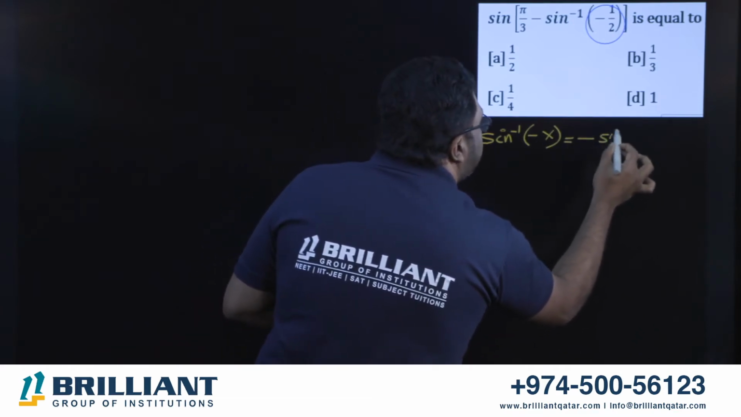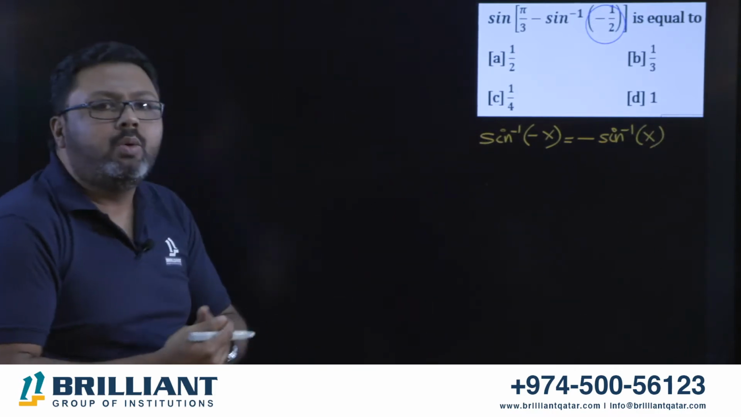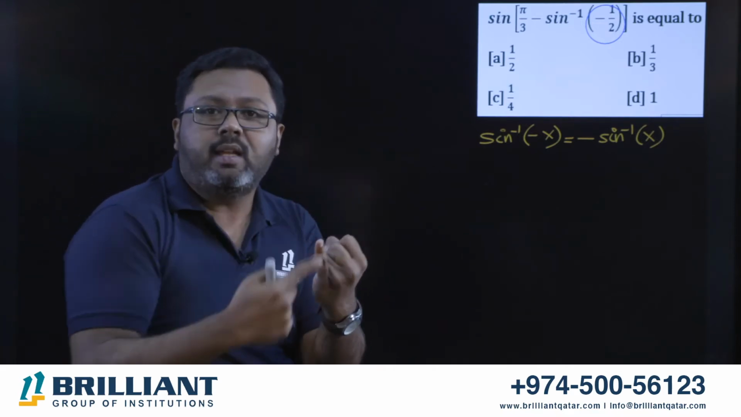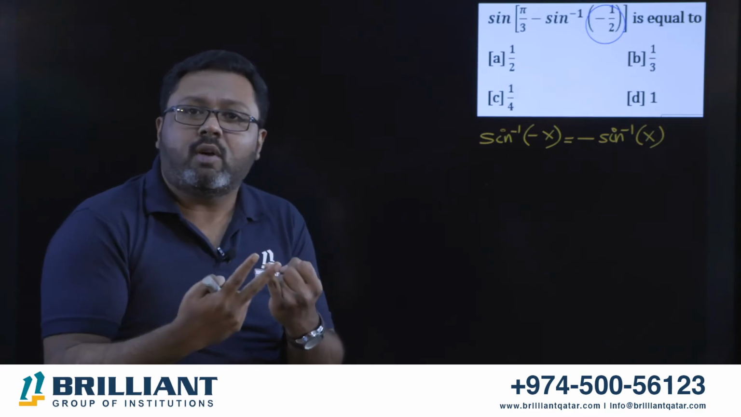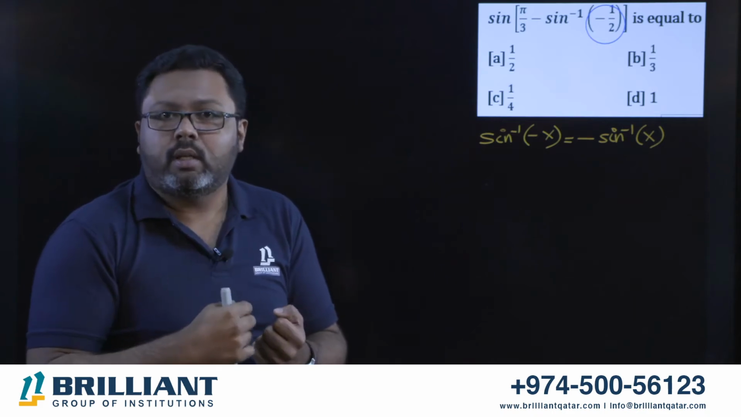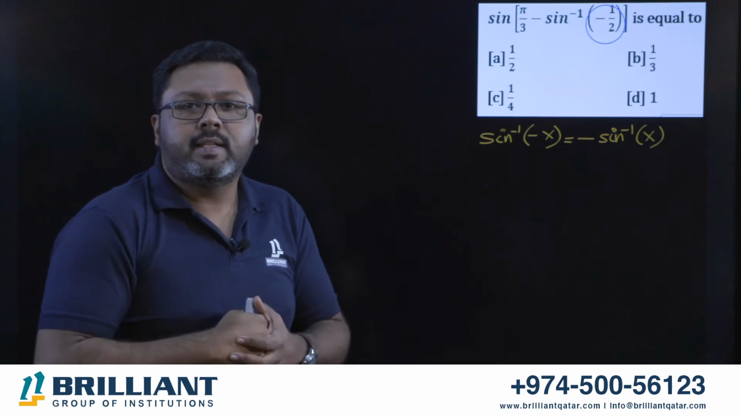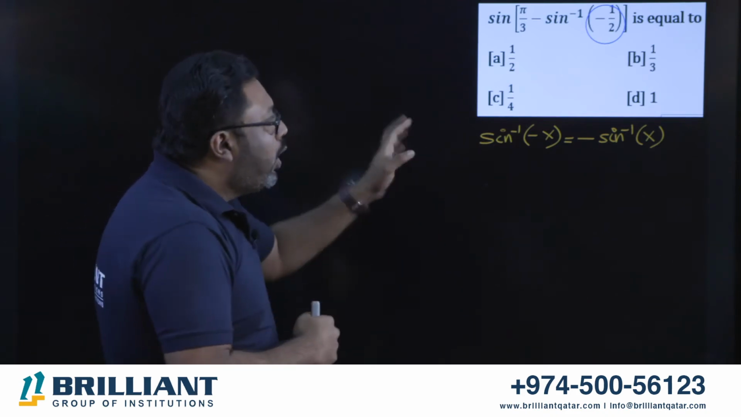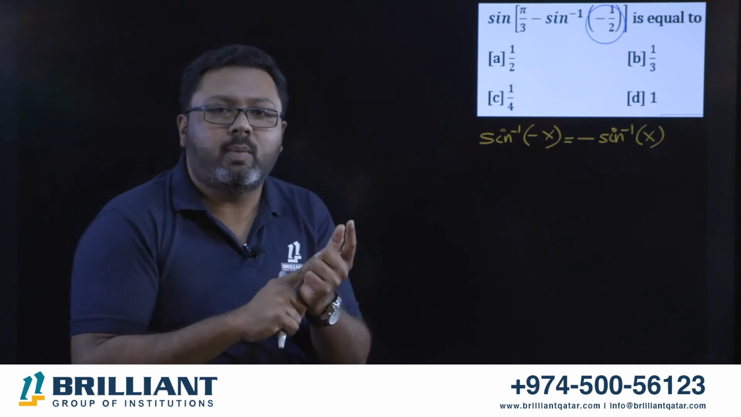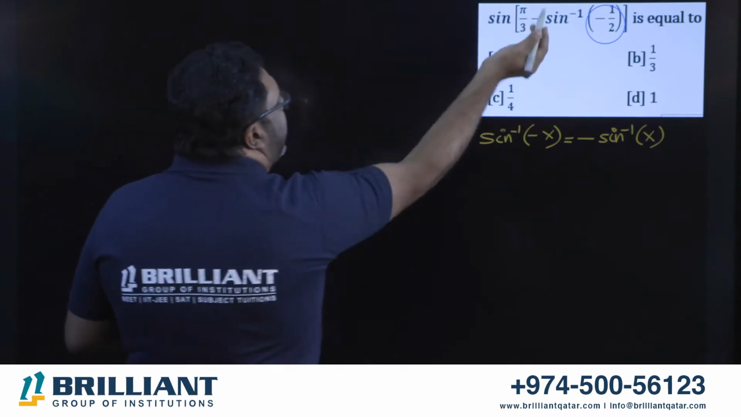So let's try to understand what happens when there is a negative value inside the sine inverse function. It simply says it's minus of sine inverse x. The negative comes out of the inverse function. You saw cos inverse of minus x becomes pi minus cos inverse x. For cot inverse of minus x also, it is pi minus cot inverse of x. Similarly, for sec inverse of minus x also, it is pi minus sec inverse of x. But all the other inverse functions, sine inverse, cosec inverse and tan inverse, whenever there is a negative sign, it simply comes out. So sine inverse of minus x is minus sine inverse x.